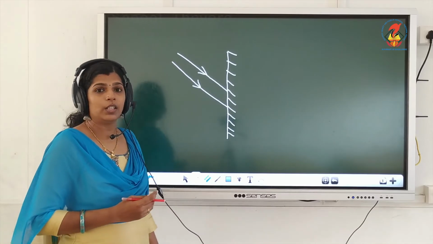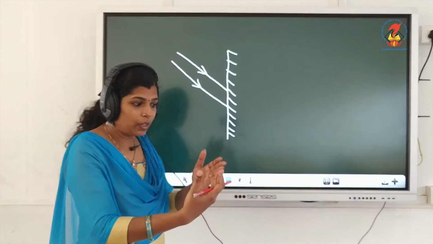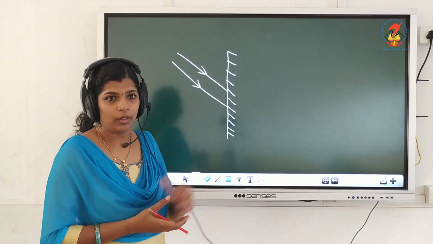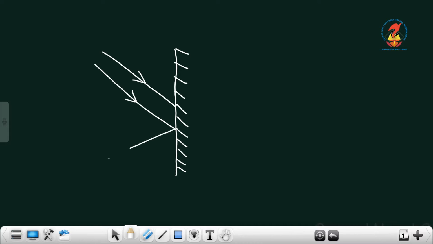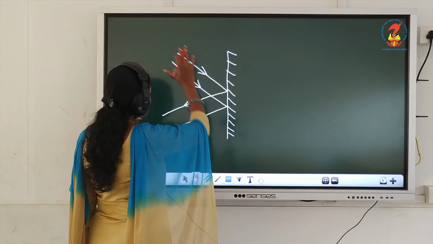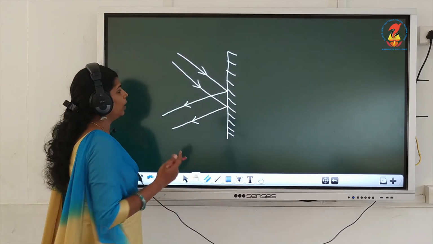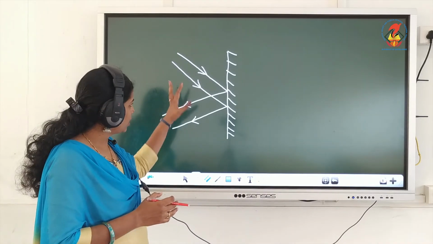What will happen when light is incident on this mirror? It will bounce back, or the mirror will send it back. Just like when you throw a ball to a wall, the ball will bounce back. In the same way, the light will get reflected back. So, this one is a light ray falling on this mirror. This is the direction of the light ray falling on the mirror, and this is the direction of the reflected light ray from the mirror. What about these two directions, are they the same?